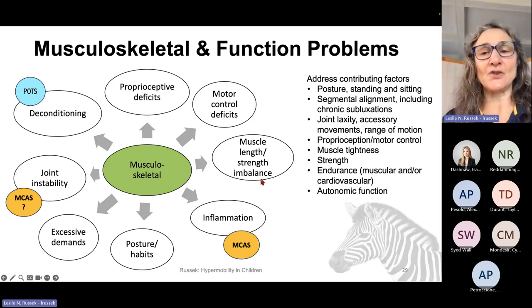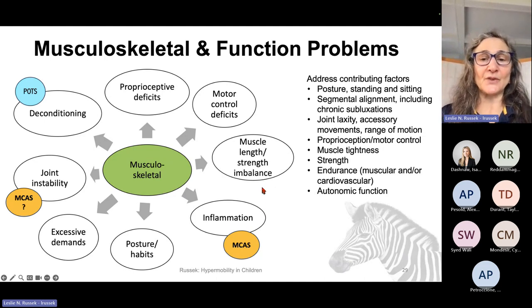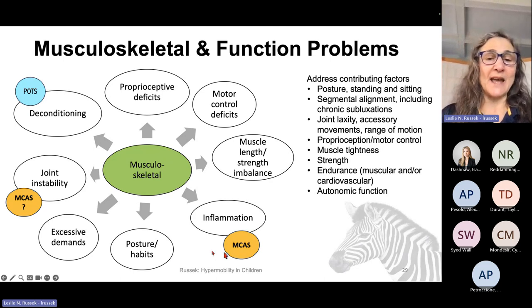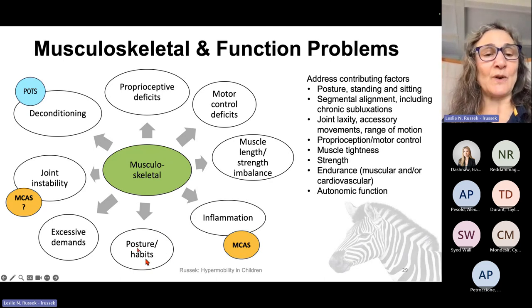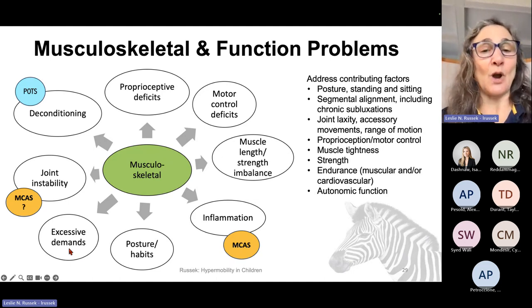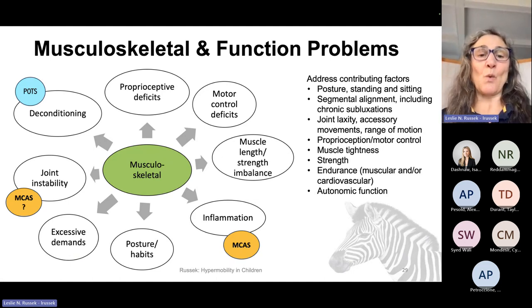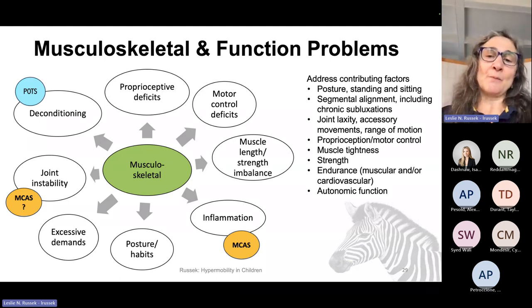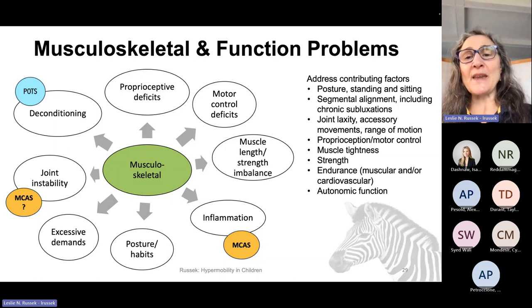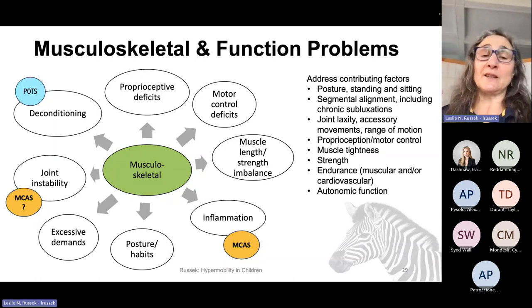They may have muscle length and strength imbalances, so tight muscles. Widespread inflammation, which can be aggravated by MCAS, posture and habits can contribute, and then excessive demands. Some kids can be completely active doing all normal things that kids would want to do. I've had kids who played soccer and baseball and normal sports and have tolerated it well. And then I've had some patients who did competitive cheerleading and competitive dance, and it was just too much for them.